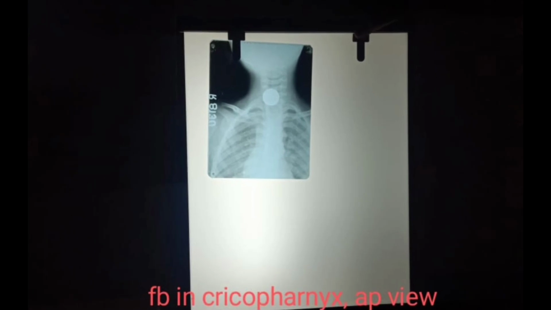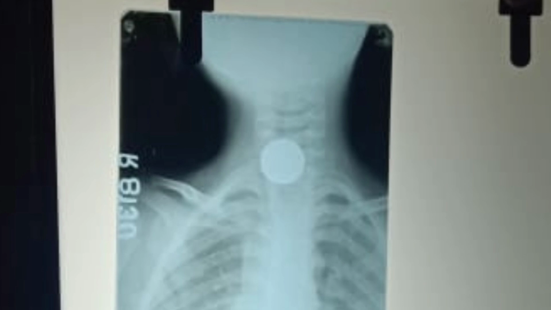This is a foreign body in the cricopharynx, AP view. I am not sure the foreign body is present in the cricopharynx only; it can be present in the esophagus also. We should take one lateral view also to know this.